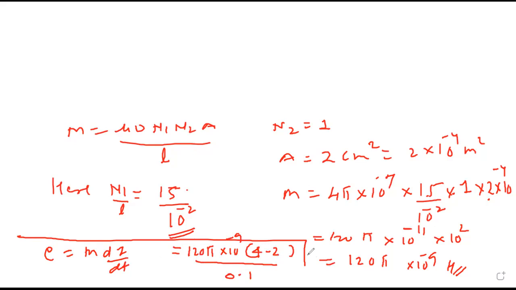M is mu naught N1 N2 area upon length. The area you have to take is of the coil which is kept inside, that means indirectly the secondary one. This is a CBSE favorite question.